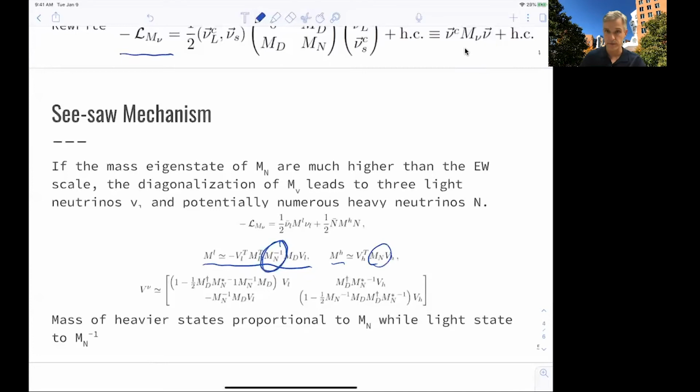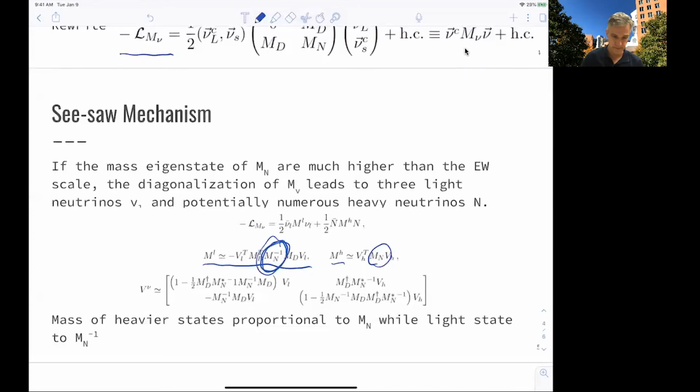This mechanism is called seesaw because you automatically move the scales of those two neutrinos, the heavy ones and the light ones, apart. So you haven't observed the heavy ones, maybe because they're very, very heavy, and the light ones have light mass because of this mechanism of being proportional to one over the mass scale, the mass eigenstate of those neutrinos.